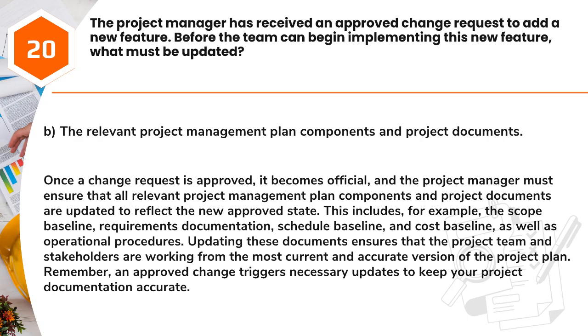Answer: B. The relevant project management plan components and project documents. Once a change request is approved, it becomes official, and the project manager must ensure that all relevant project management plan components and project documents are updated to reflect the new approved state. This includes, for example, the scope baseline, requirements documentation, schedule baseline, and cost baseline, as well as operational procedures. Updating these documents ensures that the project team and stakeholders are working from the most current and accurate version of the project plan. Remember, an approved change triggers necessary updates to keep your project documentation accurate.